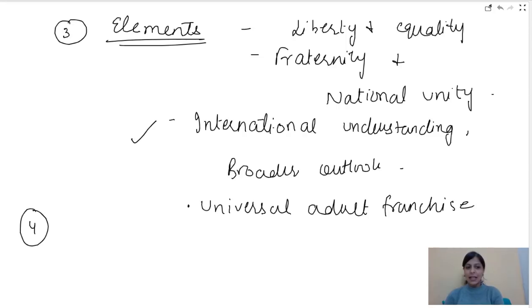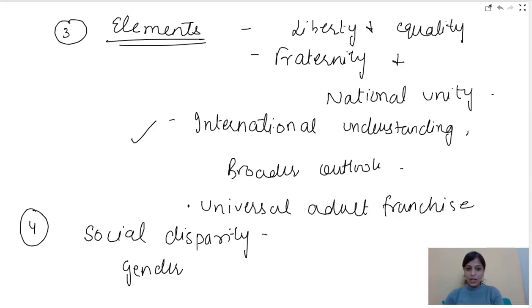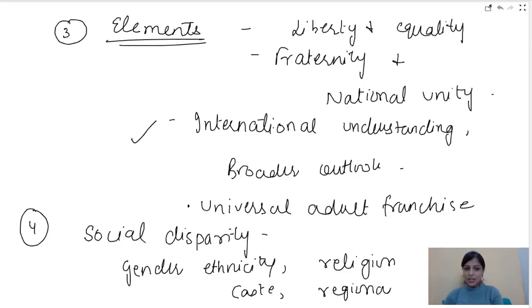Okay, what's the next question? Guys, can you talk about some forms of social disparity? I'm talking about social disparity. Okay, one is gender, ethnicity. Cool. What else? Caste, religion. Okay, and what else? Can I talk about regionalism also? So these are the social disparities that we see in society.